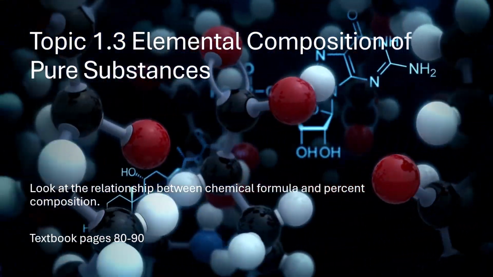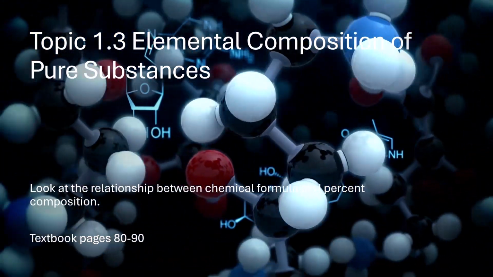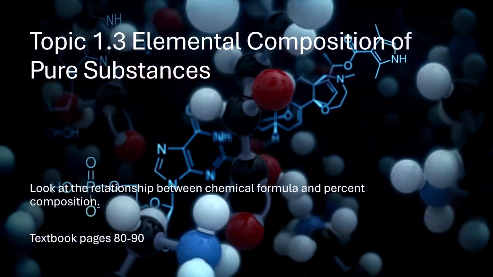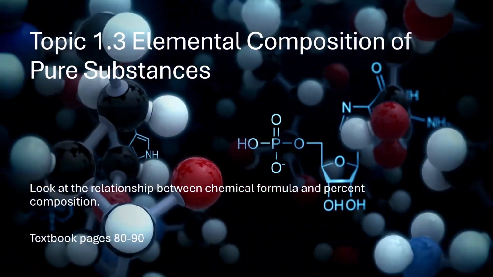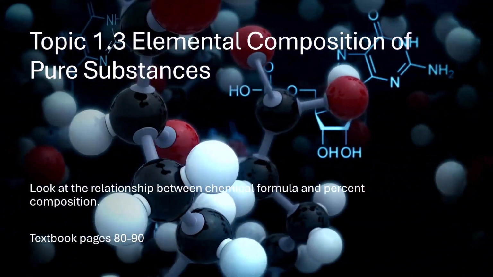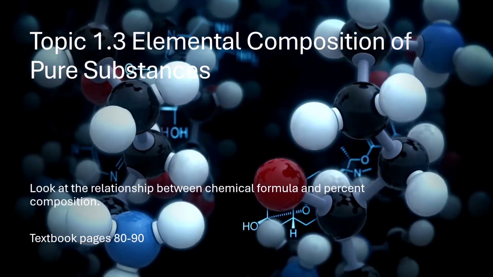This is topic 1.3, elemental composition of pure substances, and what we're going to do is look at the relationship between the chemical formula and the percent composition of molecules. And for the textbook pages, go ahead and look at pages 80 through 90 for this topic.